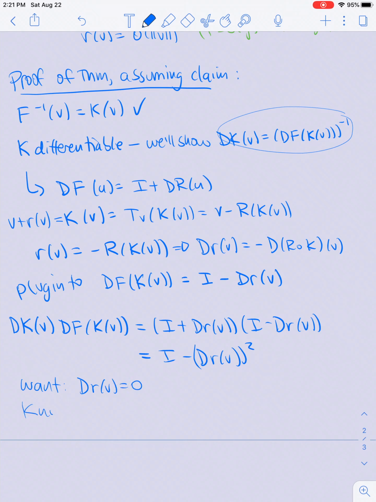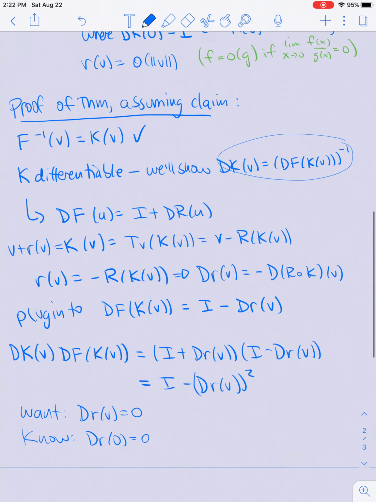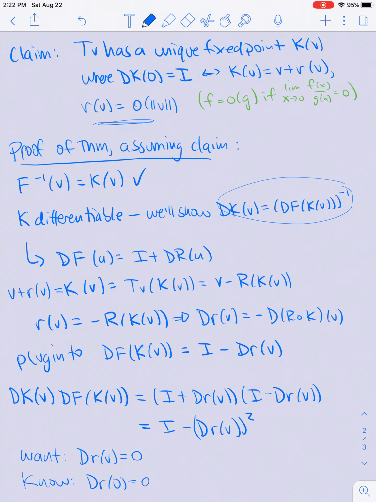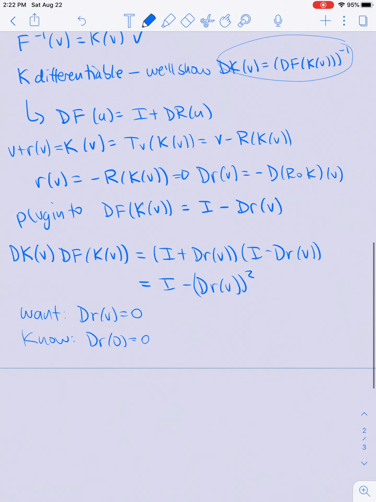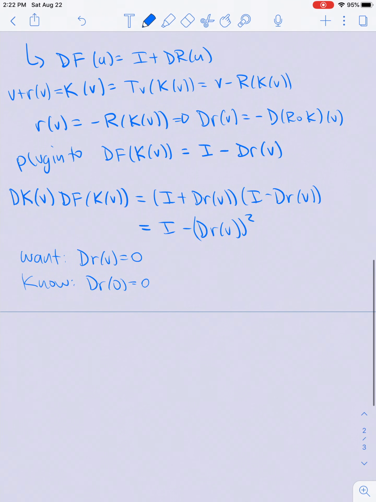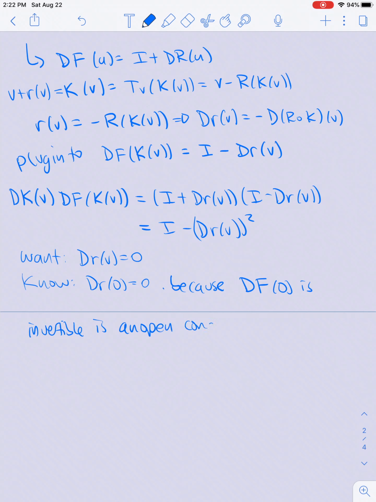My goal was to show that dk of v times df at k of v was actually just the identity. So what I want is that dr at v is actually just 0. What I know is that dr at 0 is equal to 0. This comes again because r of v is little o of v. And I can actually repeat, because the fact that df at 0 is invertible is an open condition.